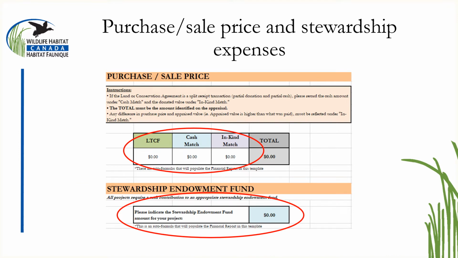Purchase, sales price and stewardship. If the land and conservation agreement is a split receipt, please record the cash amount under cash match, and please record the donated amount under in-kind match. The amounts must match the dollar amount as identified in the project appraisal previously submitted. If the purchase price was higher than the fair market value, as indicated in the appraisal, the difference must be reflected in the in-kind match. Please complete as needed.